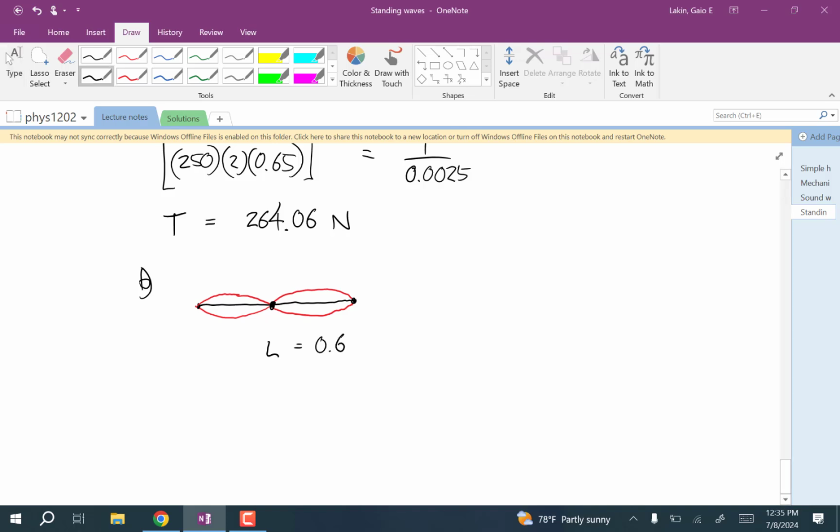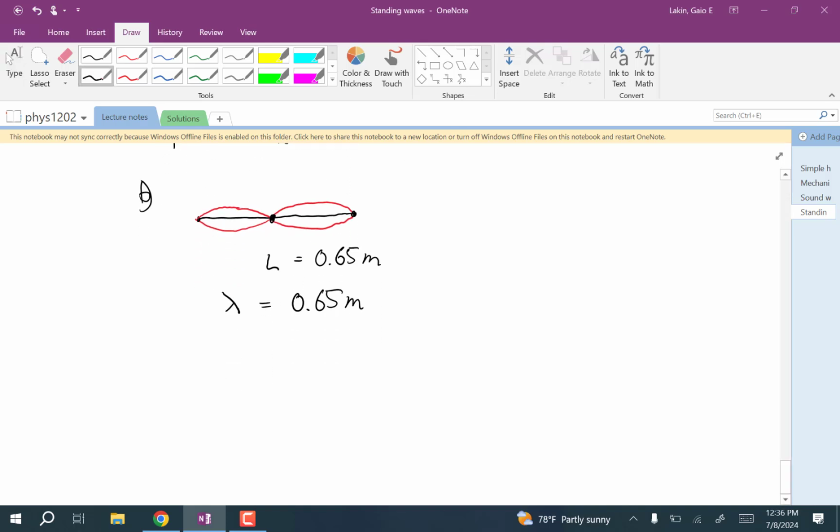The length of the string is 0.65 meters. And so the wavelength is equal to 0.65 meters. And that wavelength would be different depending on how many nodes you had, which mode you were talking about.